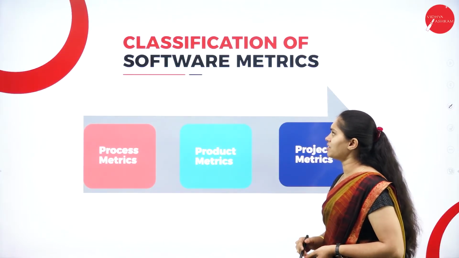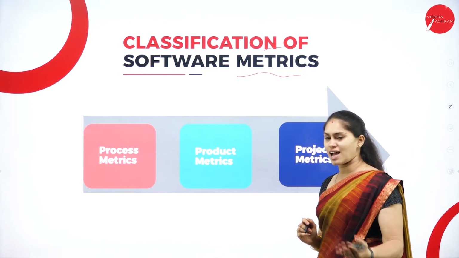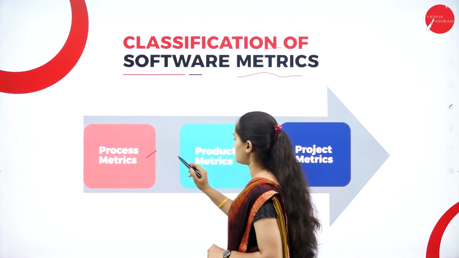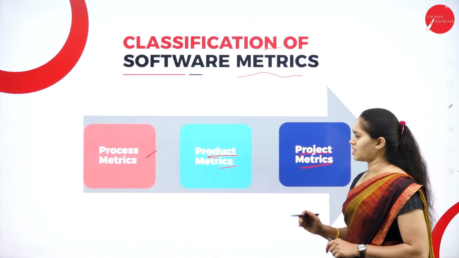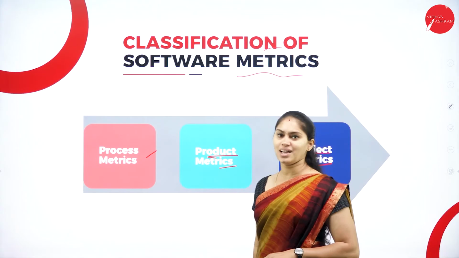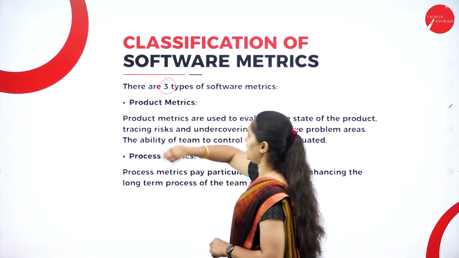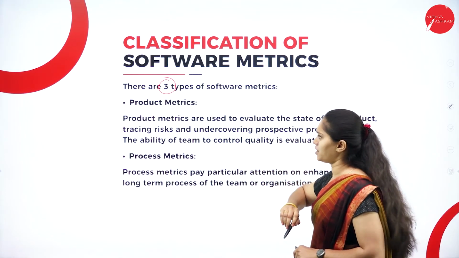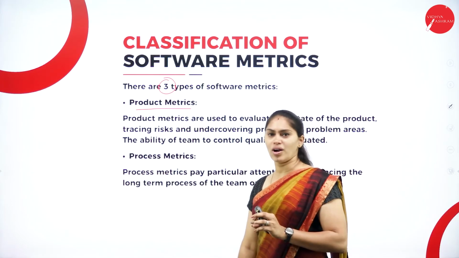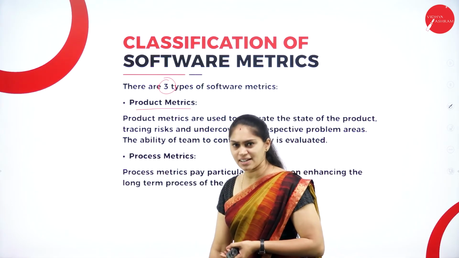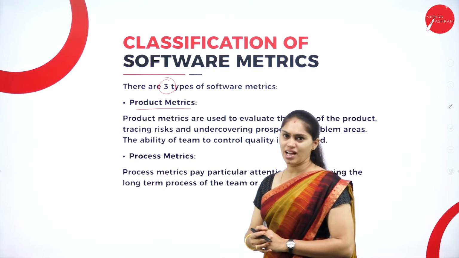Next, we have the classification of software metrics. This classification includes process metrics, product metrics, and also project metrics. What about all these types of metrics? We'll see now one by one. Totally we have 3 types of software metrics here. First is related to the product. As the name indicates, product is the final result, the final thing which is given to the customer for usage.